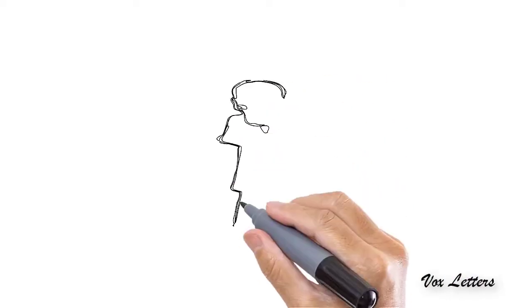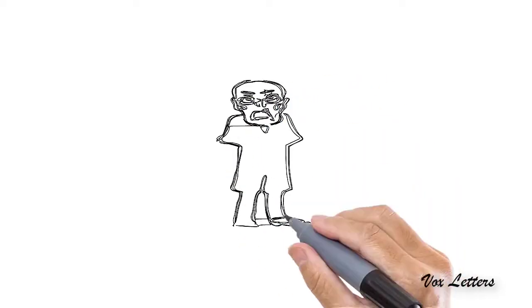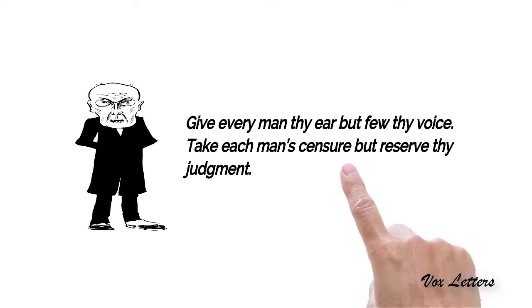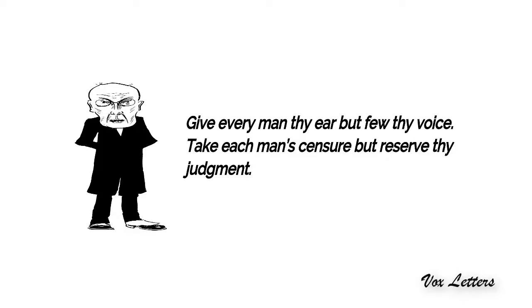In Hamlet, Polonius uses many antitheses in his speech while advising his son. He says, "Give every man thy ear, but few thy choice. Take each man's censure, but reserve thy judgment." The phrases "give thy ear" and "give thy voice" are juxtaposed. That's why it is an antithesis.